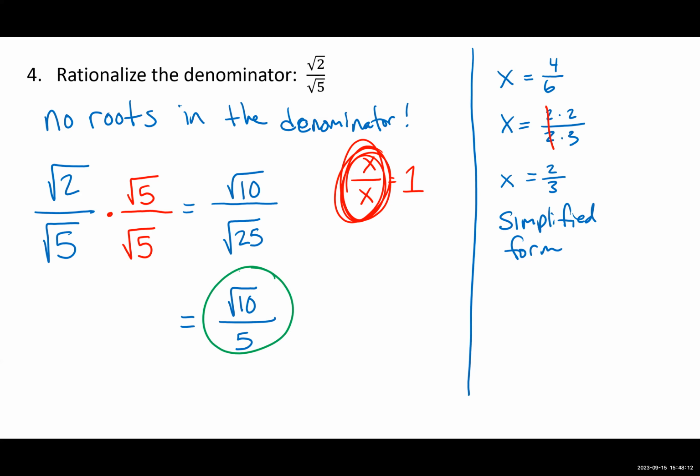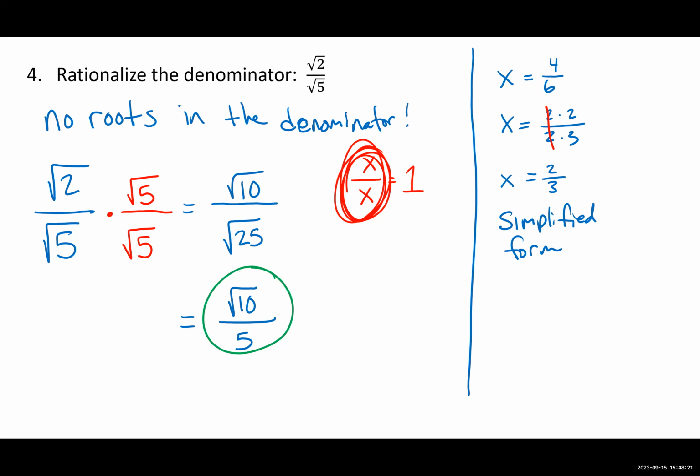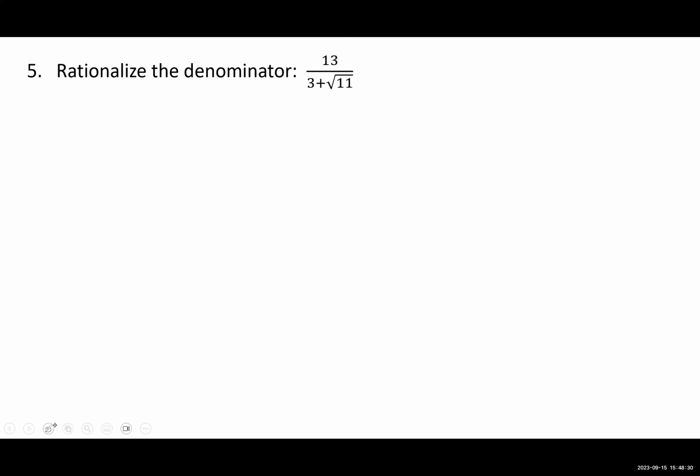Okay, the next problem, similar, but we have to approach it in a slightly different way. Again, rationalize the denominator. If we look back at the last one, number 4, number 5, same directions. Rationalize the denominator, okay? So this word rationalize literally means eliminate any roots in the denominator.